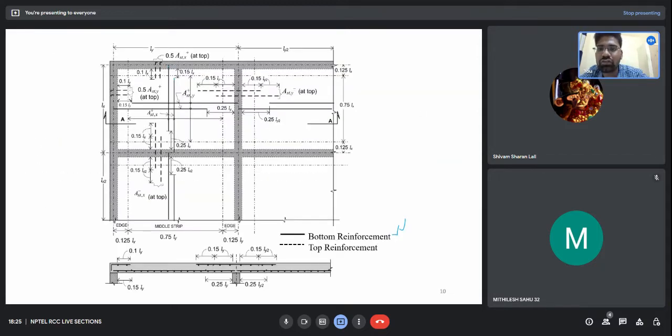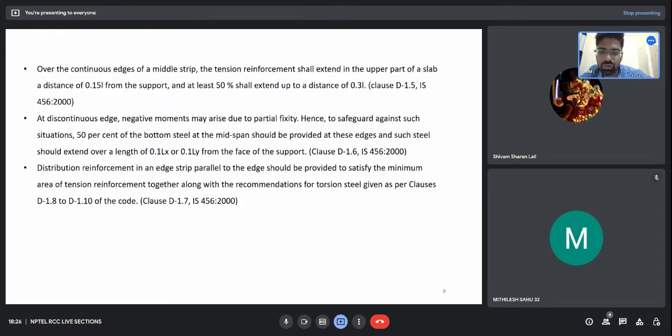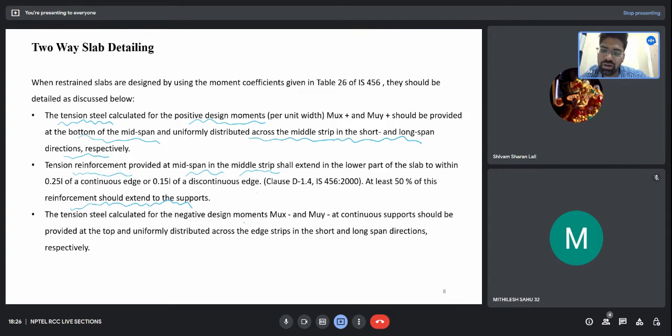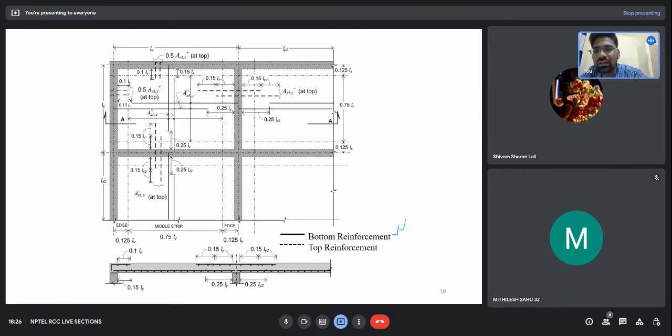What else is it trying to say? We have already finished the provision of bottom reinforcement. Now we are talking about the top reinforcement. The top reinforcement should be provided at the top and uniformly distributed across the edge strip. These are the edge strips, so we have to uniformly distribute the bars into the edge strip.